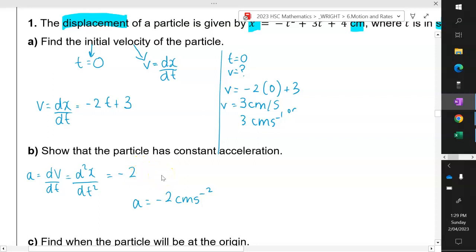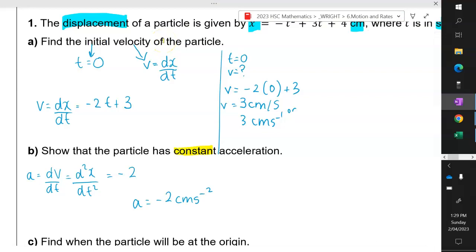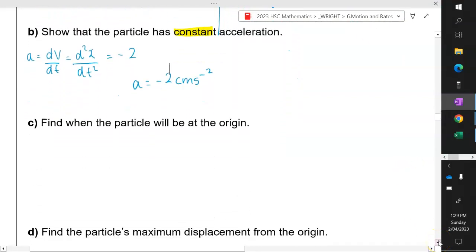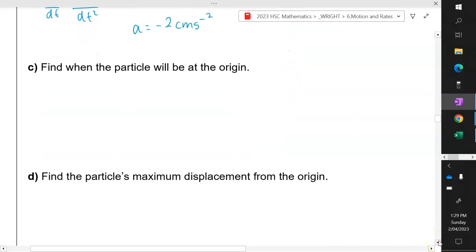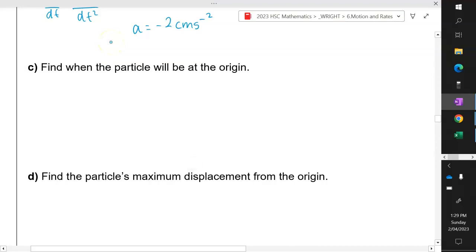So our acceleration is constant in this case. Let's have a look at the next question. Part C says find when the particle is at the origin. Now, when the particle is at the origin, that's going to be when x is equal to 0.